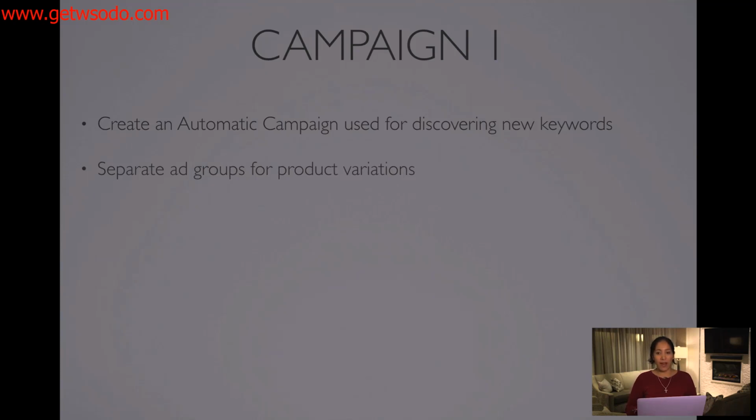So let's say that you have a t-shirt. You're selling a blue t-shirt and a black t-shirt. They will be in 2 separate ad groups, and you'll see what I mean here in a second. We're going to set it to an automatic campaign, and we're going to bid between 75 cents to $1.50 per click. And our budget is going to be capped at $10 per day.